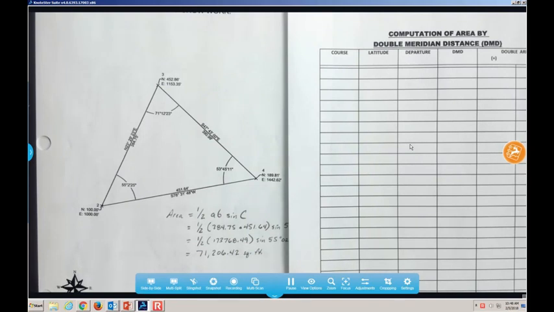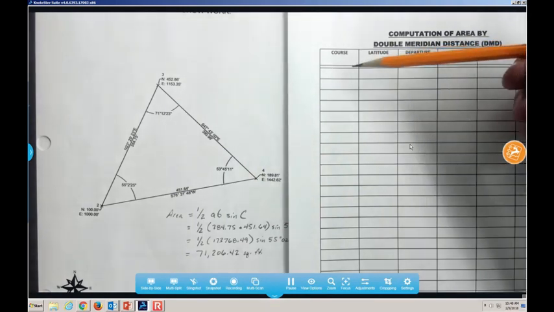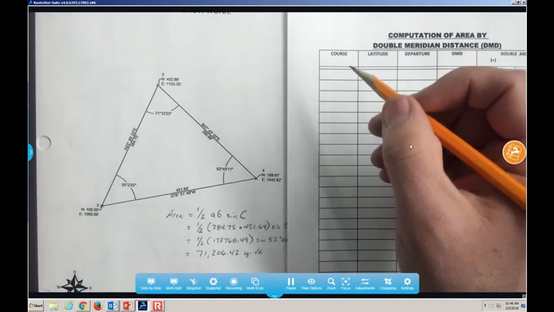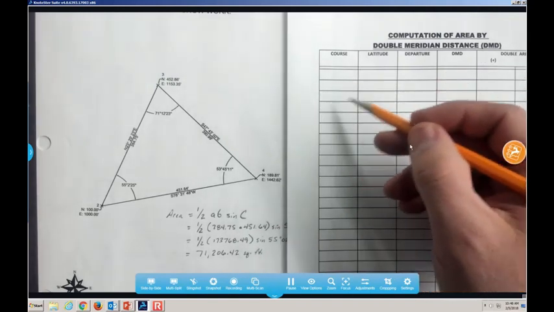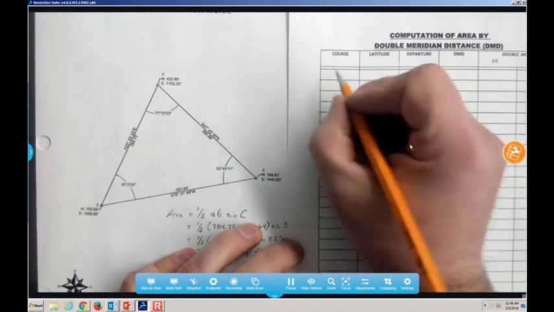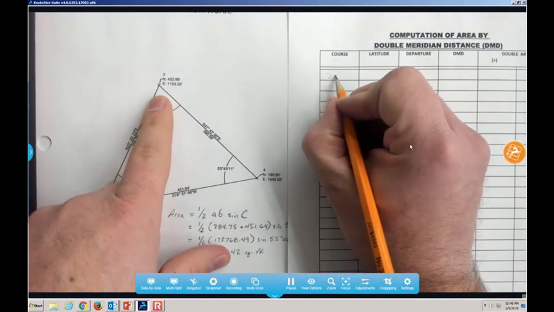Grab myself a pencil. The first thing we're going to want to do is label the courses. Down the left-hand side of the page I have course. It doesn't matter if you go clockwise or counterclockwise around your figure, but I'm going to start out with course 2 to 3.